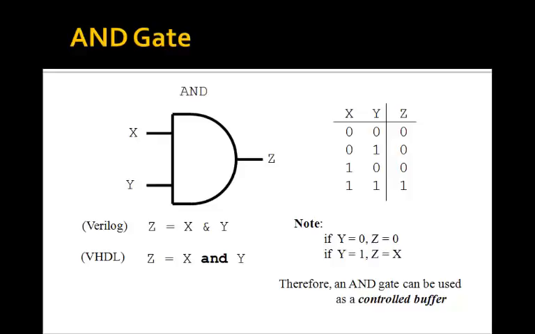Here's an AND gate truth table. Notice that if Y is equal to 0, the output Z is always 0. But if Y is 1, then the output Z is the same as X. So we can use the AND gate as what we call a controlled buffer. That is, if you want to let X get through, you make Y 1. If you want the output Z to be 0 all the time, just make Y 0.